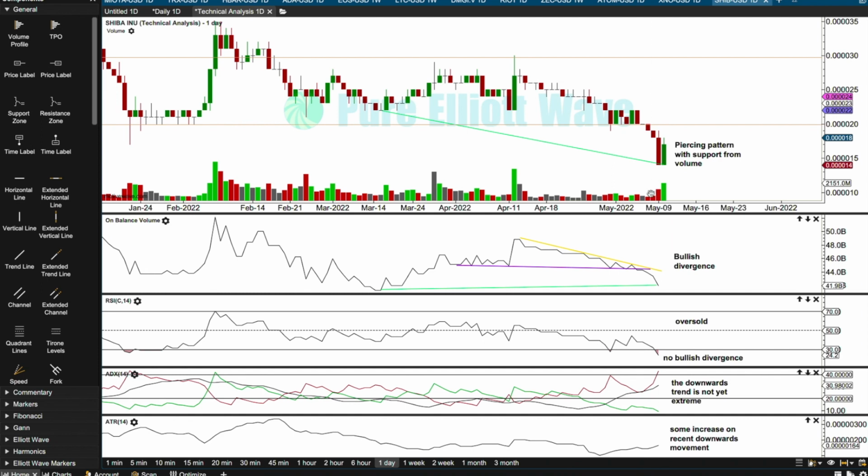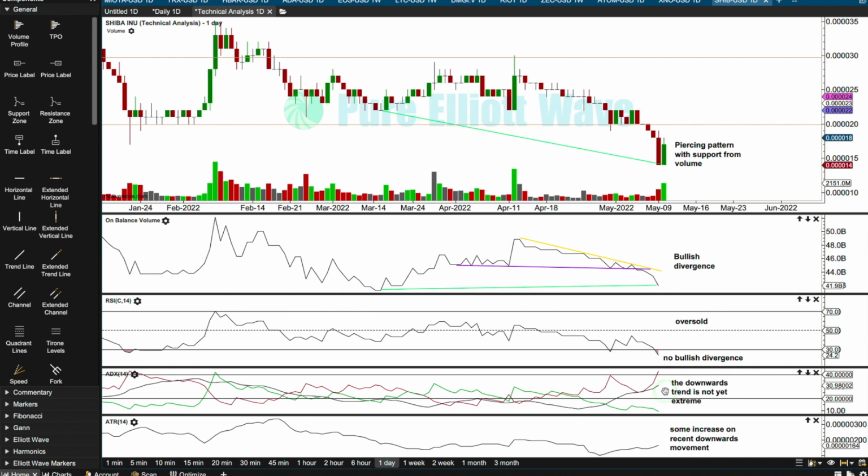Sorry, on-balance volume gave a bearish signal on this candlestick, not RSI. Here's RSI, and it's oversold, and there's no bullish divergence. So this could develop further. We could see a bounce, and then we could see further lows, and then if that happens and we start to see bullish divergence develop, I would have more confidence in a sustainable low.